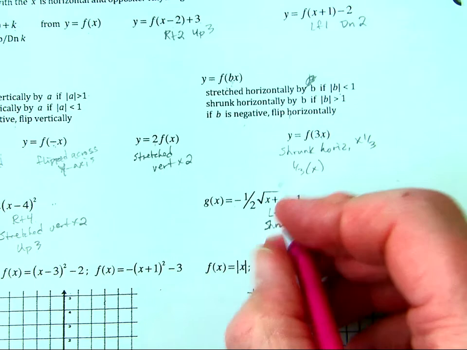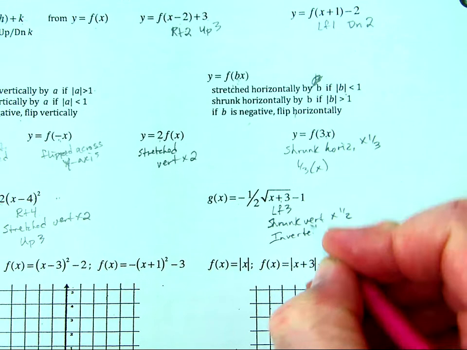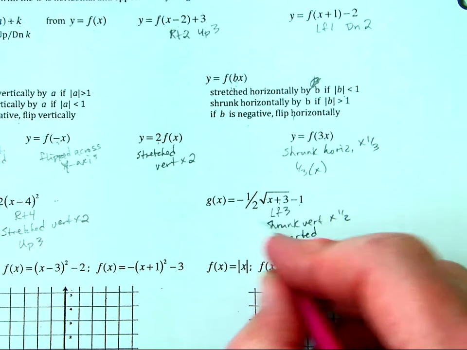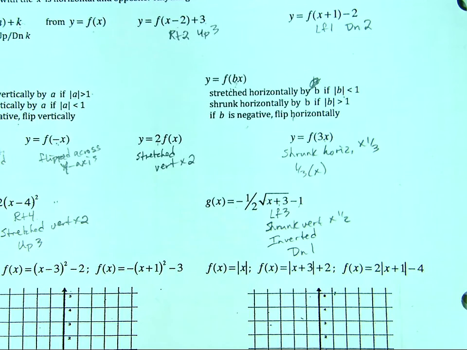and that means you take all the y coordinates by half. Also, it's got a negative, so this is inverted, so you would change the sign of all the y coordinates, and then after you do all that, then you move down 1. And it could be very important that you go in order a lot of times.